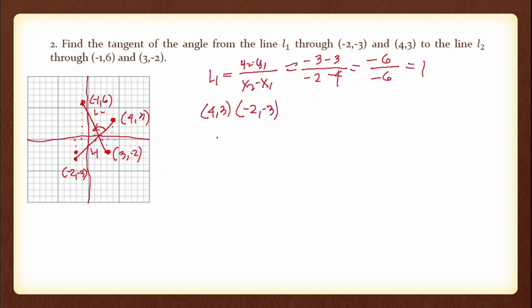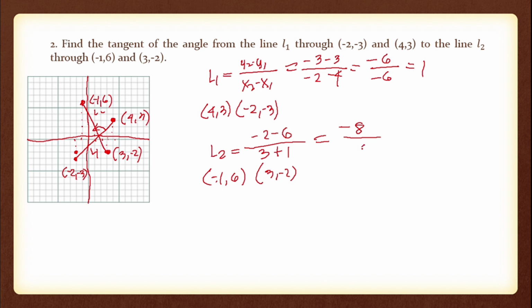And for line 2, the points for line 2 are negative 1 and 6, and 3 and negative 2. So we have here negative 2 minus 6 over 3 plus 1. So therefore we have negative 8 over 4. That is equal to negative 2.